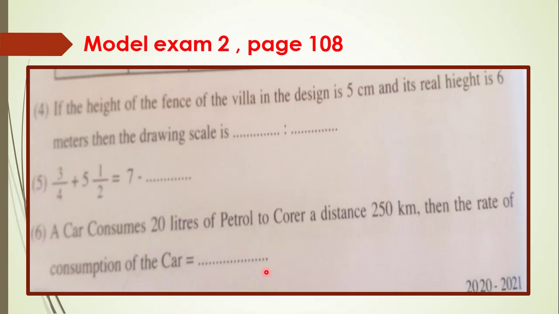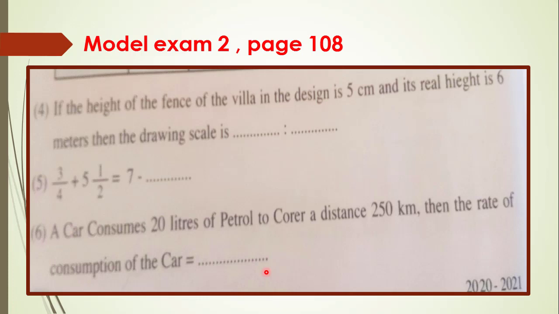The height of the fence of the villa in the design is 5 centimeters. In the design means in drawing. So this is the drawing length. The drawing length is 5 centimeters. And its real height, the real length, is 6 meters.